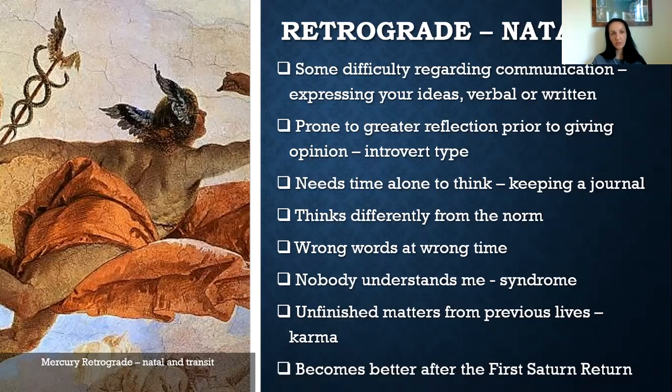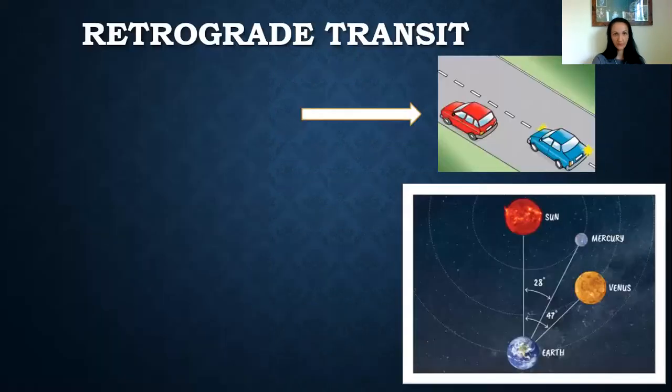And the best thing about the retrograde planets is that it becomes better after the first Saturn return. So the first Saturn return we experience is after around 29 years, the first one. So after your 30s, you should be better with this. You should realize what your, let's say, mistake is, and you should integrate better in the social life.